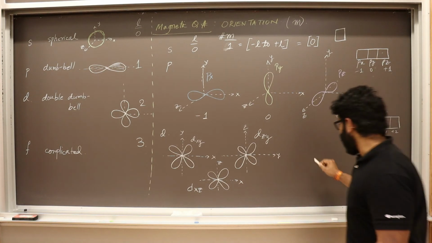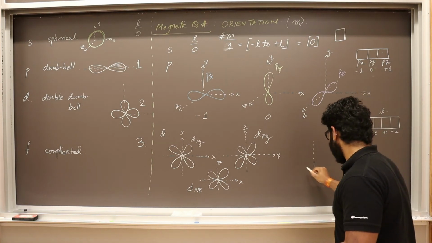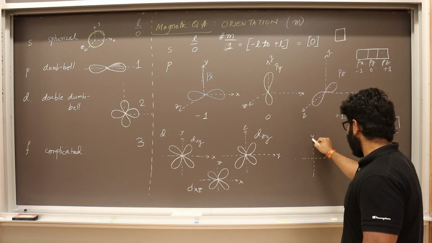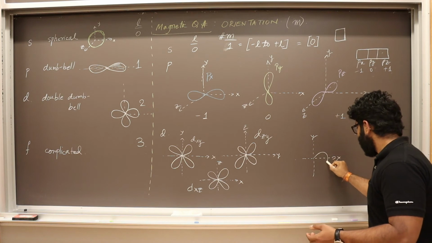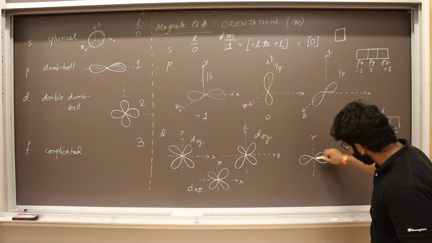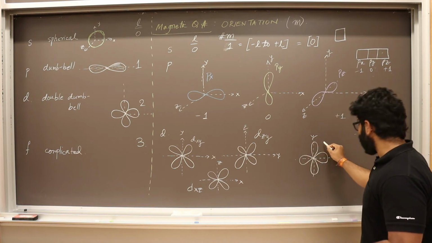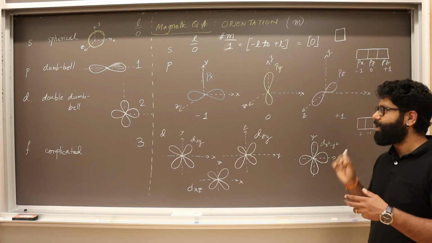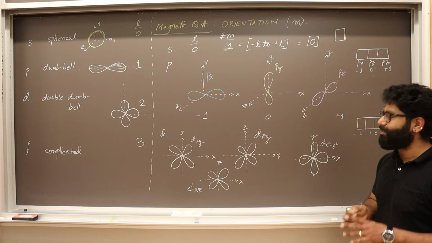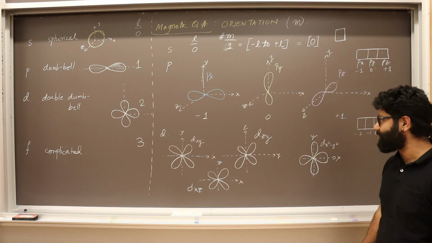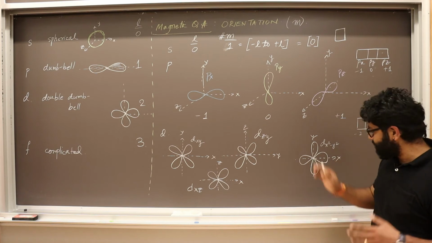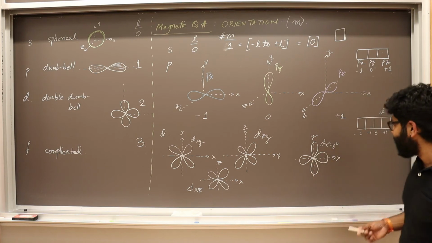What are those? The 2 more are xy. Now you can have something like this. This becomes dx square minus y square. These are just names, okay? We'll understand in detail what this exactly means and how we came up with this. But for now, let's just remember, these are just names of how things are being arranged.